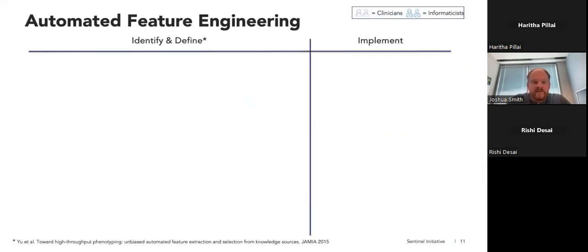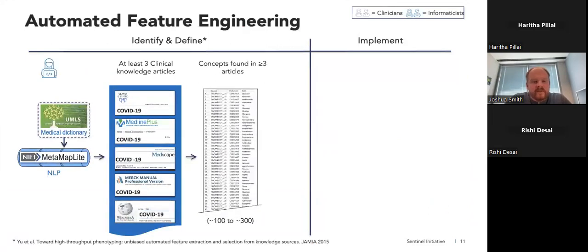So automated feature engineering can start out with identifying and defining, just like that manual feature engineering, except we use an informatician to use a tool such as MetaMap Lite, which is an NLP tool that recognizes UMLS concepts. Those are concepts about clinical diseases, conditions, symptoms, findings, et cetera. And the tool is then run on several different clinical knowledge articles. They recommend at least 3. In practice, we usually use about 5. They can be from different sources.